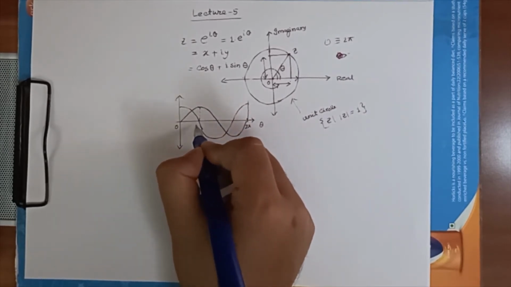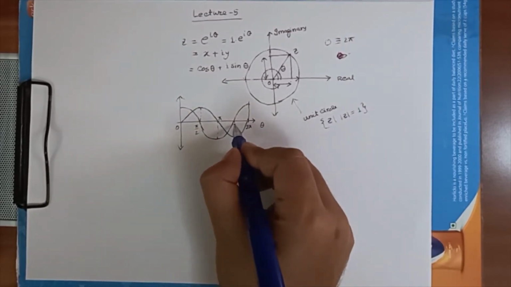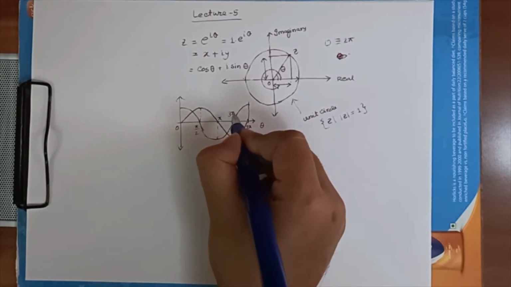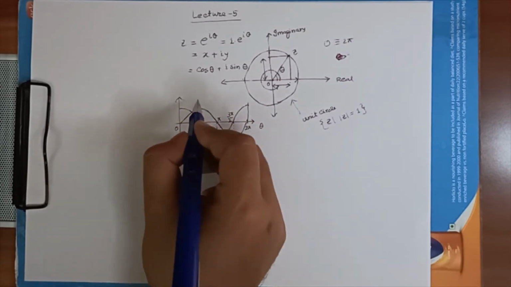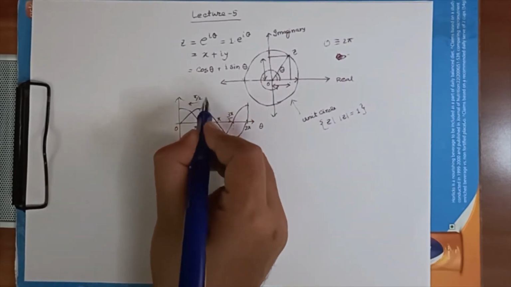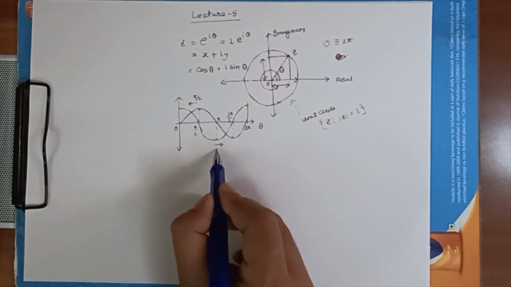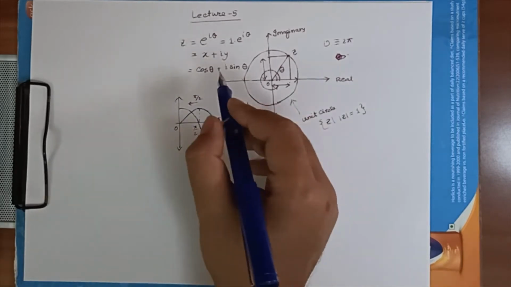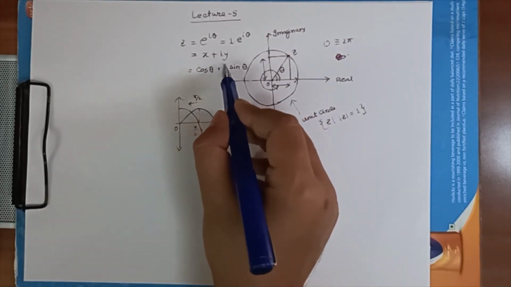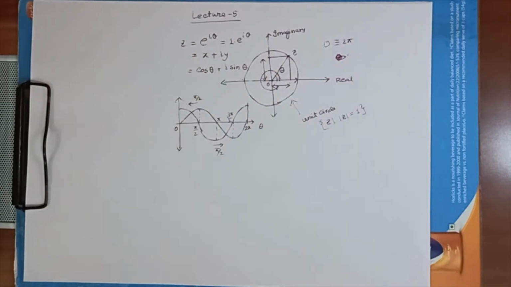This is the 90 degree angle, pi by 2. This point is pi or 180 degrees. This is 3 pi by 2 or 270 degrees, and 2 pi is 360 degrees. If you shift one curve, say the sine curve, 90 degrees, pi by 2 this side, you will get the cosine curve. In the same way, if you shift the cosine curve pi by 2 this side, you will get the sine curve. That is the phase difference between the sine waveform and the cosine waveform. Combining these two waveforms with the imaginary quantity i, you get the complex exponential.